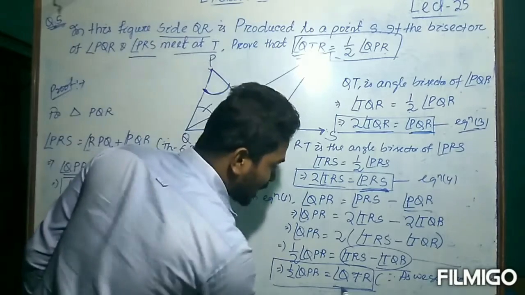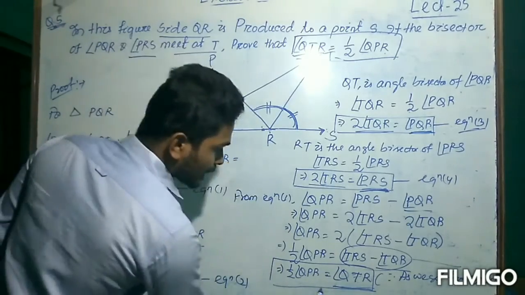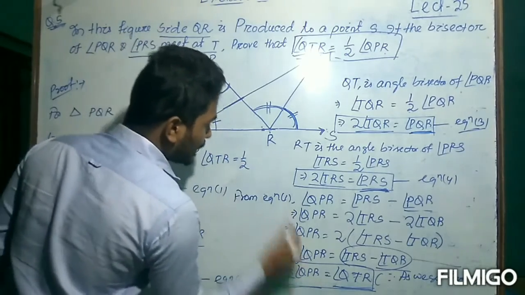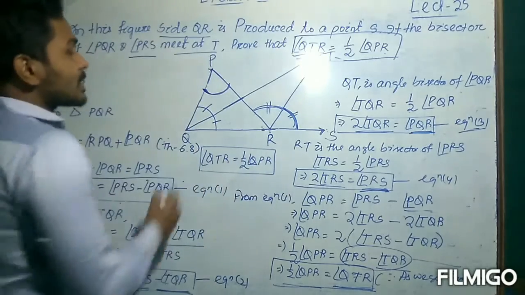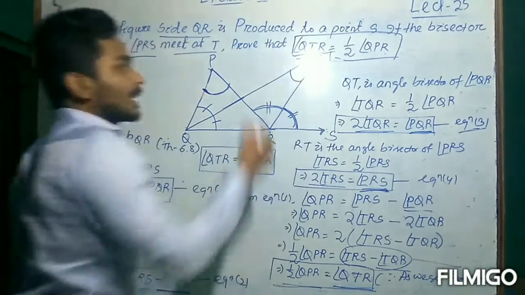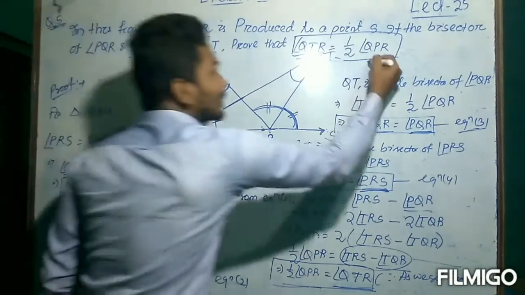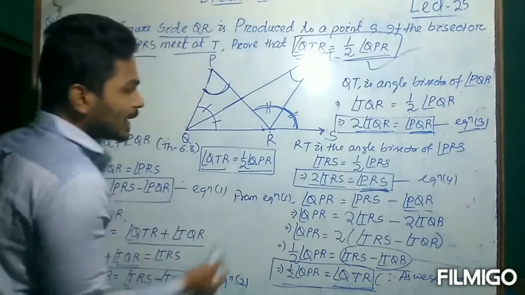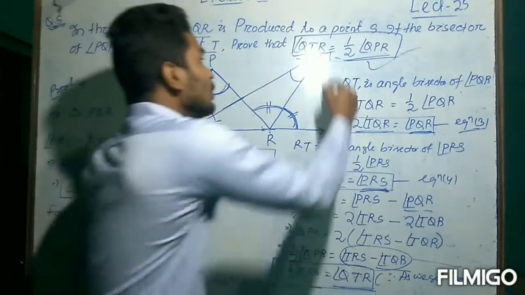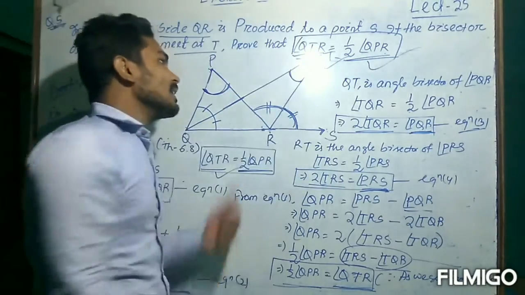Or you can write this term first. What we get? We get QTR is equal to this term, half of QPR. QTR means this angle is half of QPR. This angle here we need to find. Here also QTR is equal to half of QPR. So we finally proved what is needed in the question, that this angle is half of this angle.